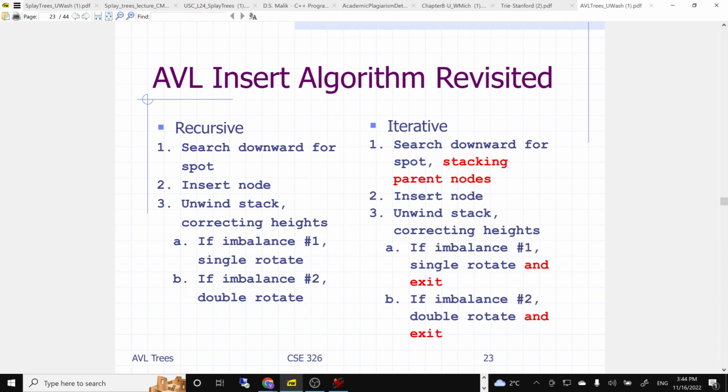Remember, all recursive functions can be rewritten to be iterative. The question is vice versa: can you make all iterative functions recursive? Well, usually it's not applicable. But again, you unwind the stack correcting heights, and again, same thing. So single rotate and exit, single rotate and exit again. The cool thing is you don't really need too many rotations. It's either a single rotation or a double rotation, even in the hard cases. So that's not so bad.